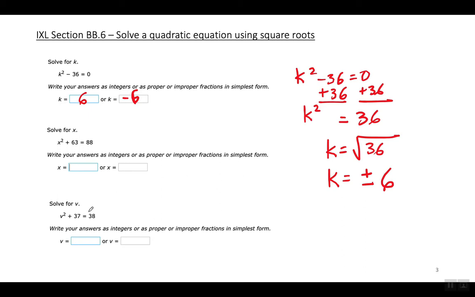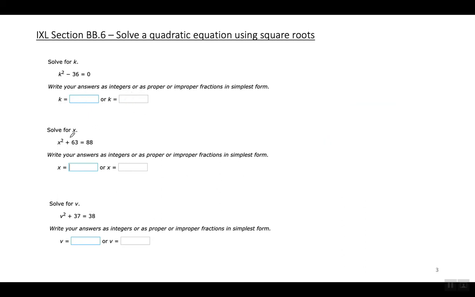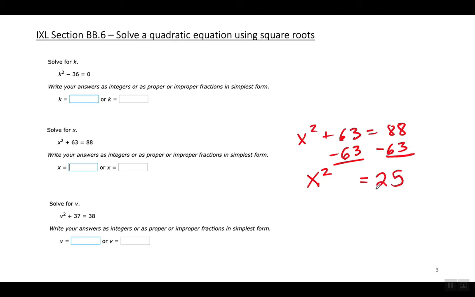Example 2 here. x squared plus 63 equals 88. Again, first move the 63 to the right by subtracting from both sides. So x squared equals 88 minus 63, which is 25. So x is going to equal the square root of 25, which is positive and negative 5. So x equals 5 and x equals negative 5.